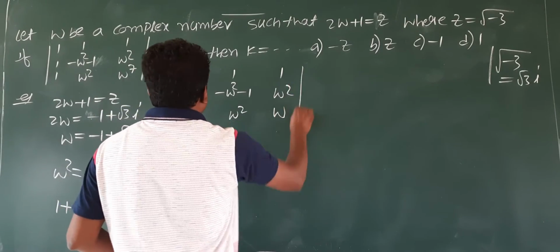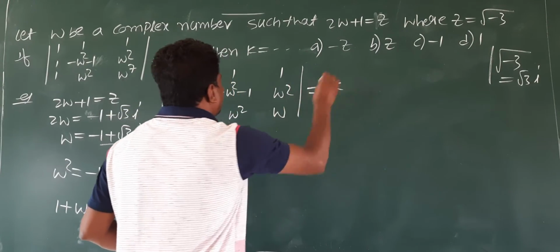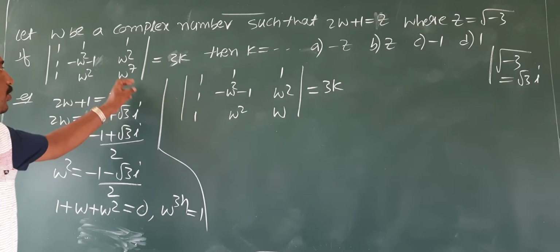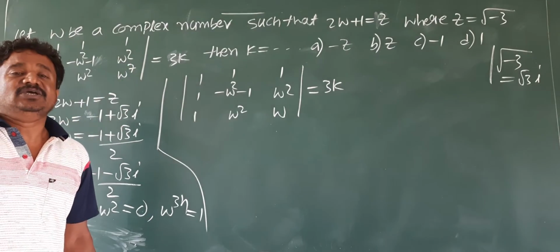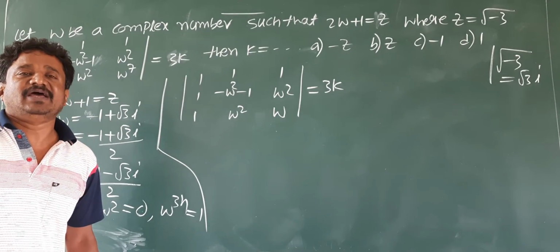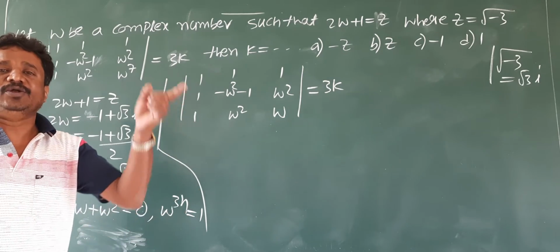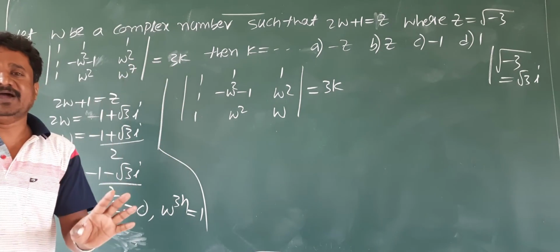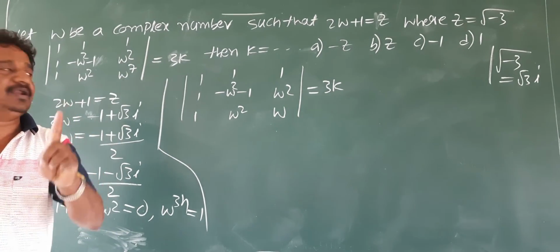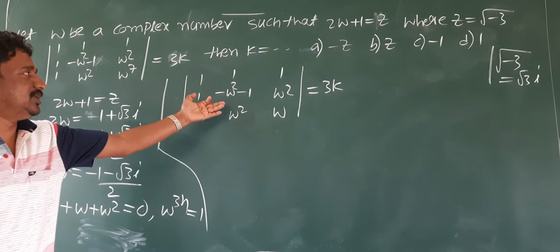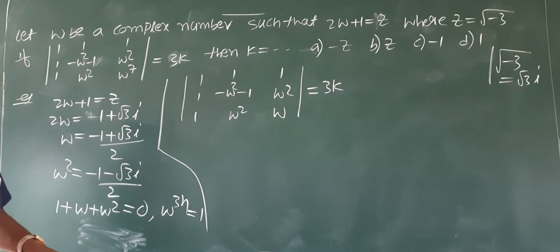The determinant is equal to 3k. So you write omega power 7 as omega cube into omega. Omega cube is 1. Right? Now you expand this determinant, students. You go for expanding this.